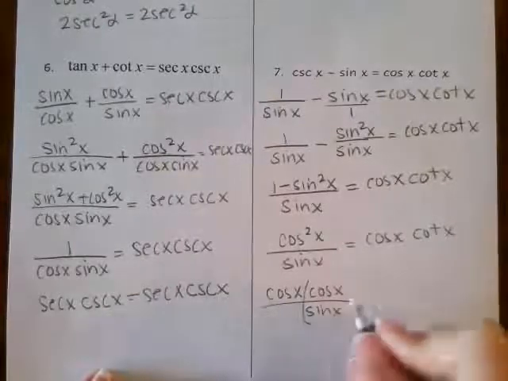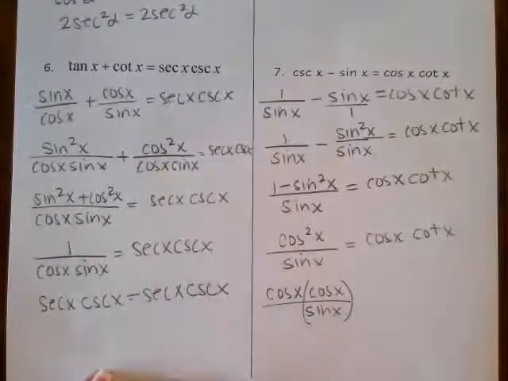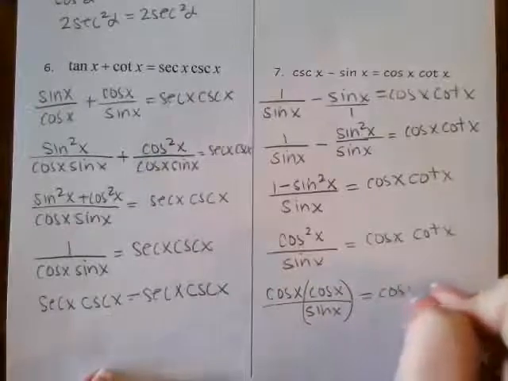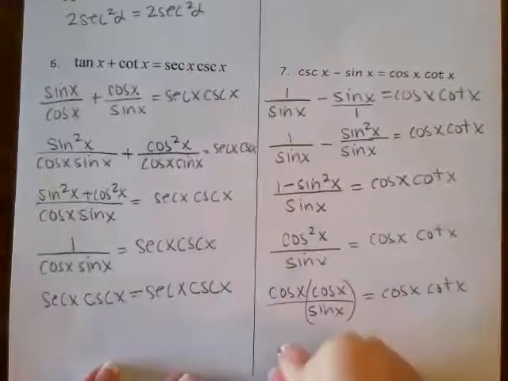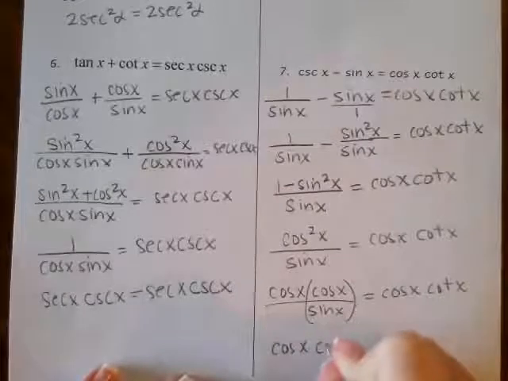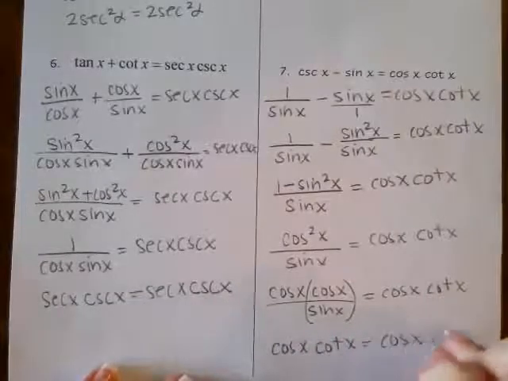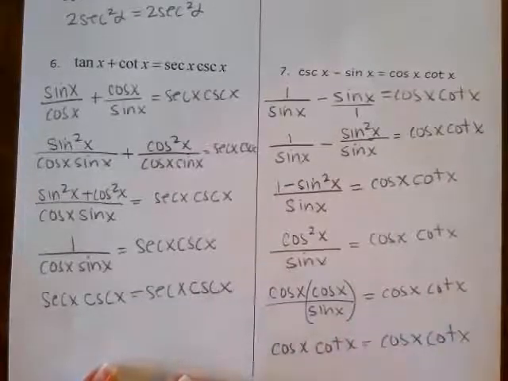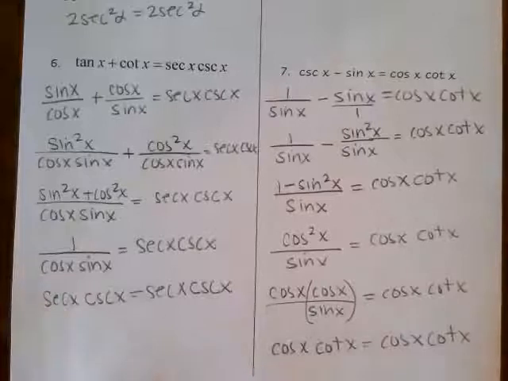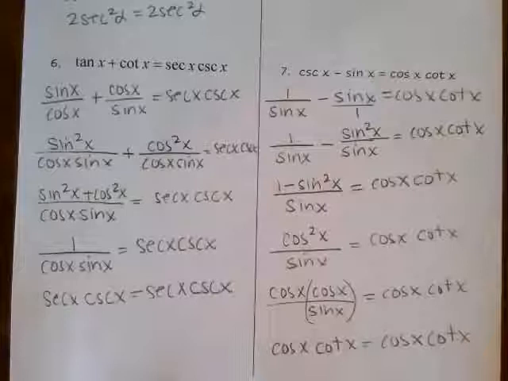And so this part right here is cotangent. So we get cosine of x times cotangent of x is equal to the cosine of x times the cotangent. And we have verified that those are equal to each other. That's the goal here, is to verify that the left-hand side is equal to the right-hand side, and you are proving it by using those identities. Now it's time for you to practice.